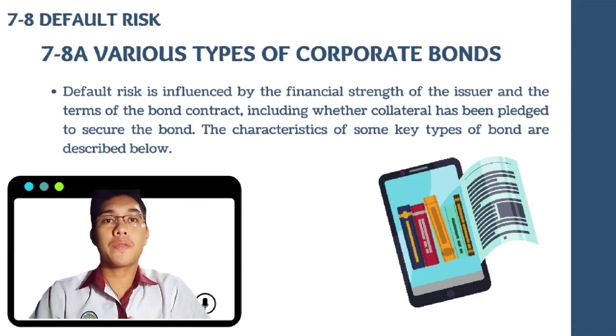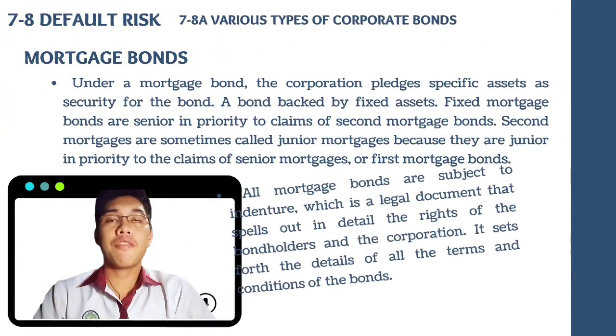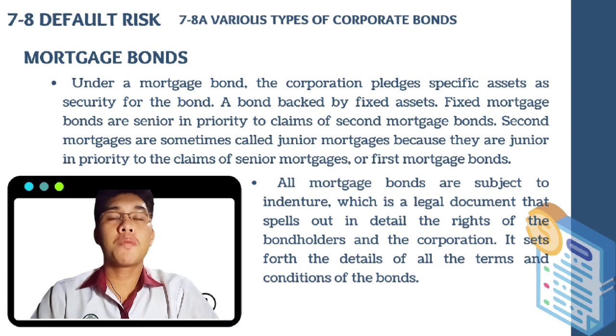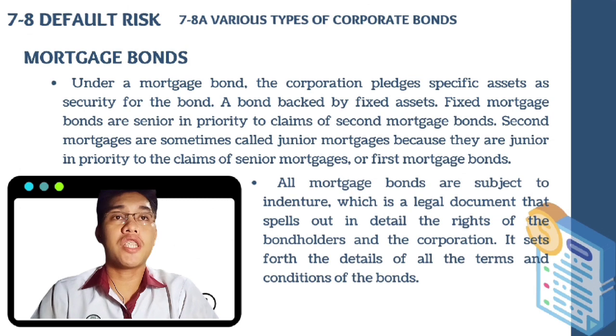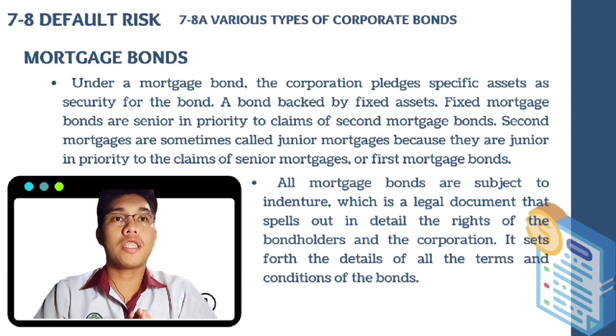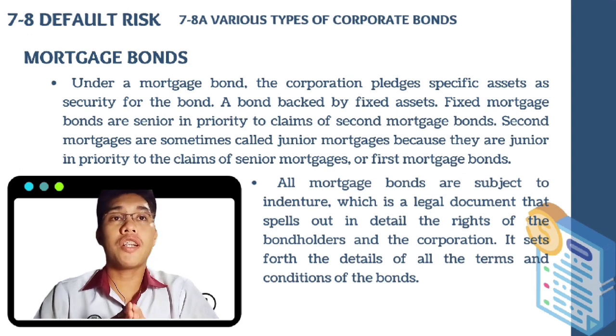The characteristics of some key types of bonds are to be followed. For the first type of corporate bond, the mortgage bond. Under a mortgage bond, the corporation pledges specific assets as security for the bond. A bond backed by fixed assets. First mortgage bonds are senior in priority to claims of second mortgage bonds, while second mortgages are called junior mortgages because they are junior in priority to the claims of senior mortgages or the first mortgage bond.